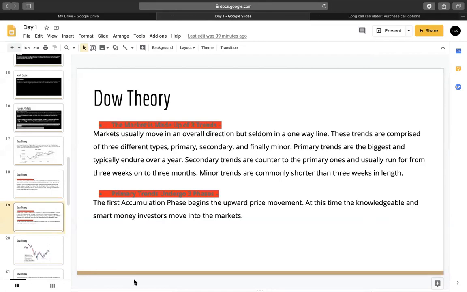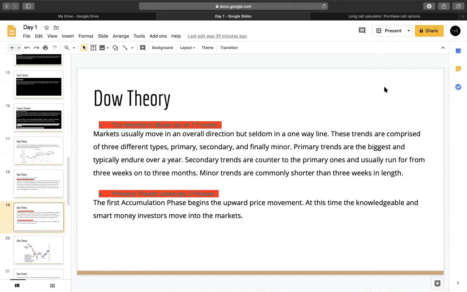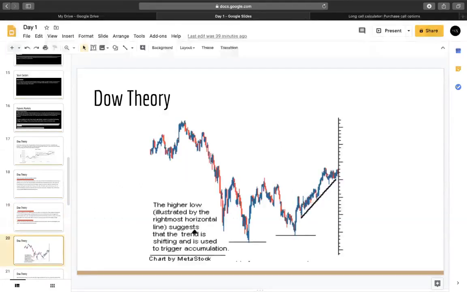Primary trends undergo 3 phases. The first, accumulation phase, begins the upward price movements. At this time, the knowledgeable and smart money investors move into the markets. Okay, this is the accumulation phase. Okay, the higher low right here. Can you guys see the example here? The higher low right here suggests that the trend is shifting, and is used to trigger accumulation.